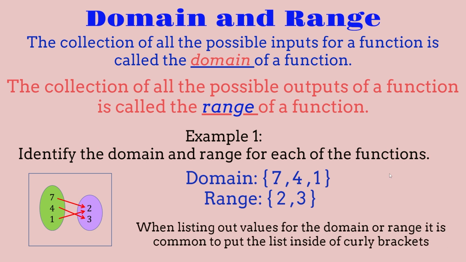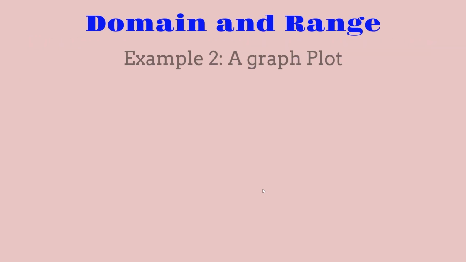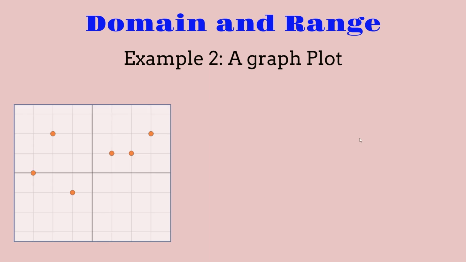And when we list out these values for domain and range, it's really common to put them inside of these curly brackets. So this is how you can list domain and range and what the domain and range actually is. So moving on, we're going to look at another example, which is a graph plot. So this is how our graph looks, and the x-axis is this horizontal line, and the y-axis is the vertical line. So in this case, we need to find out the domain and range of this graph plot.